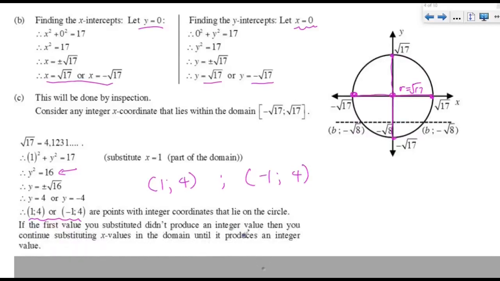And we must check. It says if the first value you substitute does not produce an integer value, then continue substituting x values in the domain to produce another integer value. Highly unlikely you're going to get a question like this, but it's just good mental practice to understand how circles work.